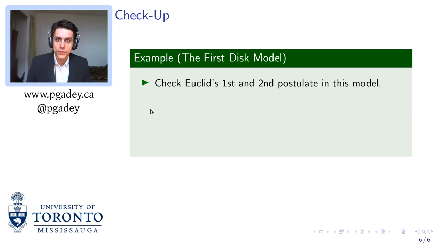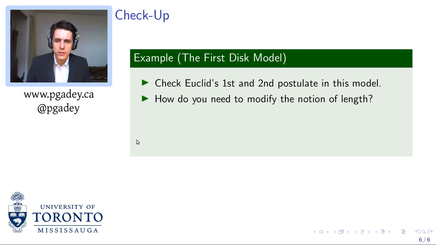When you're checking the second postulate, you will need to modify the notion of length. If you're going to extend lines indefinitely, but you're contained in an open disk, you're going to need to modify the notion of what length is. So think about that, reflect on that as you do the first exercise.